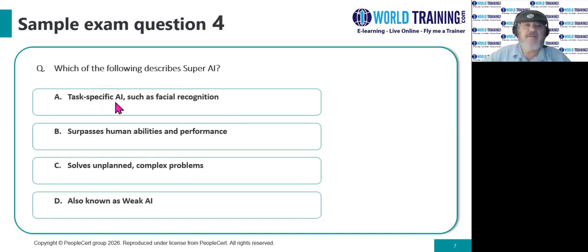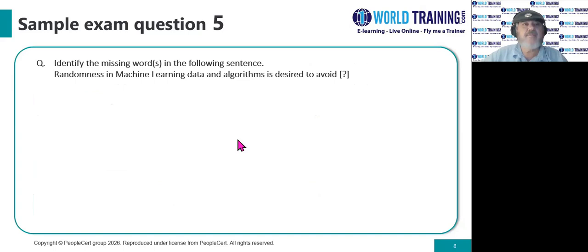Okay. Which of the following describes super AI? Task specific. Okay, that's not super. Surpassing human abilities and performance. So B is a good candidate. Solves unplanned complex problems. Well, maybe it does, but B is a better description. Also known as weak AI, so certainly not that. B here again is the best answer.